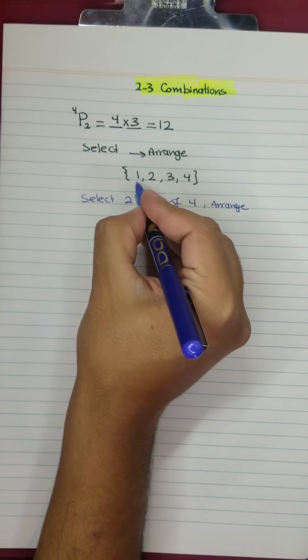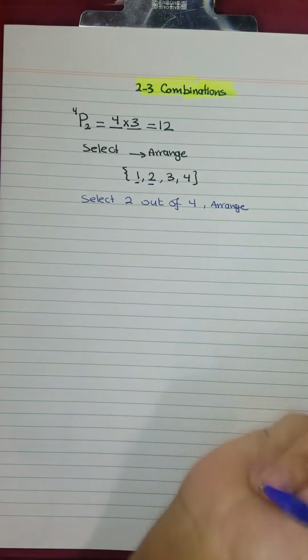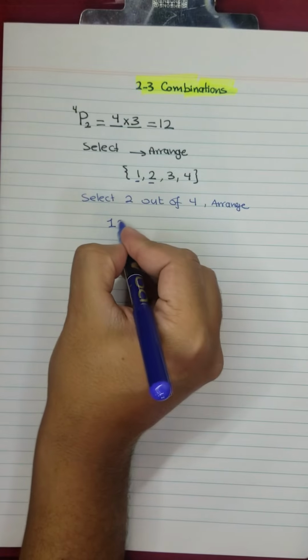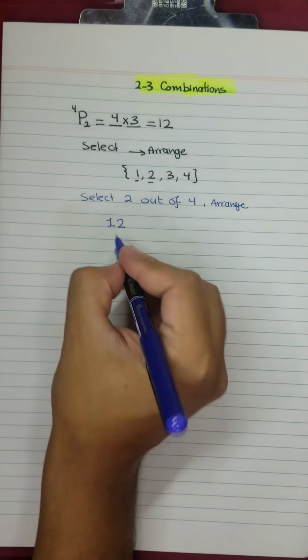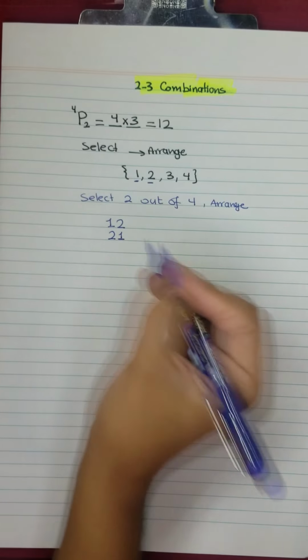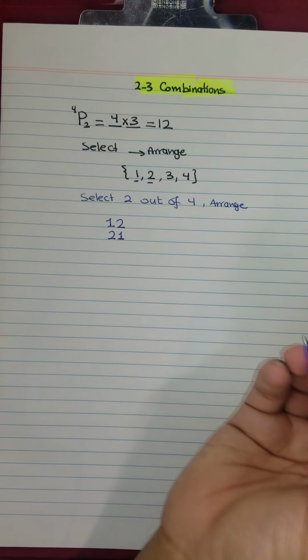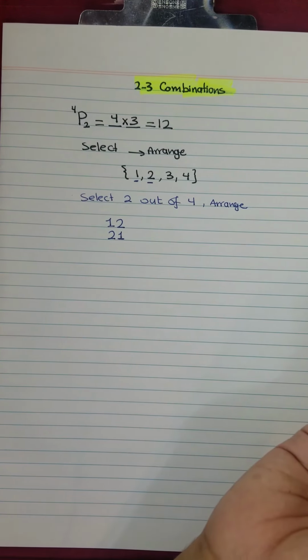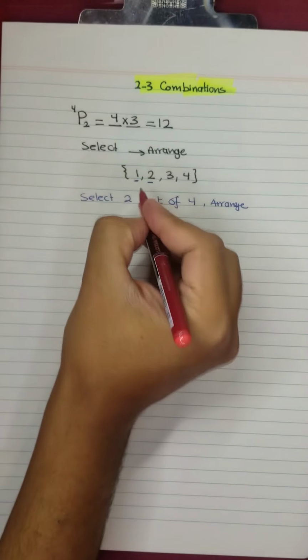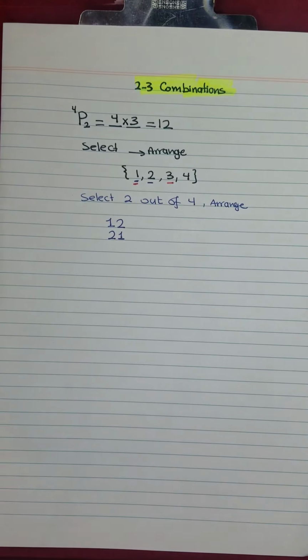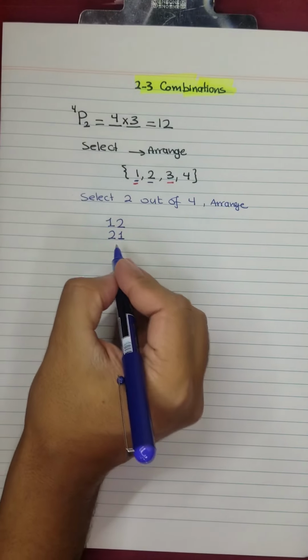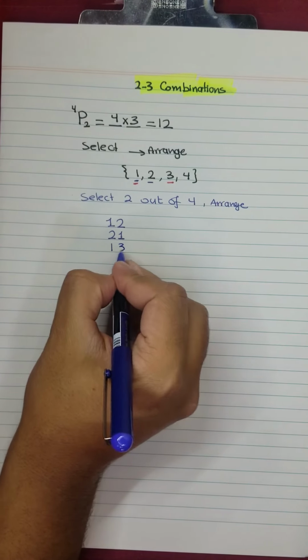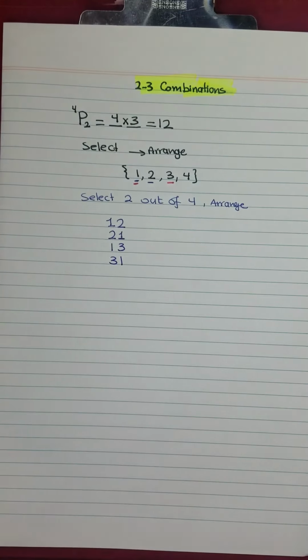So let's say that I selected 1 and 2 first. If you select 1 and 2, you can have 2 different arrangements. You can either write 1 and then 2, so you have 12, or you can write 2 and then 1, so you have 21. These are the only 2 options you have. Why not select 1 and 3? If we select 1 and 3, we will get either 13 or 31. These are the only 2 options we have.